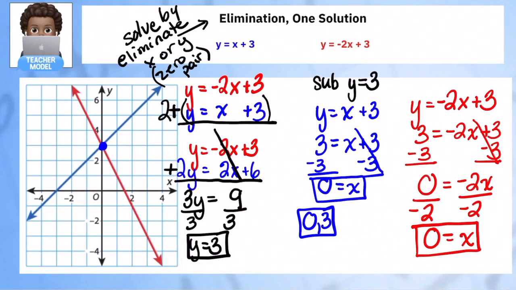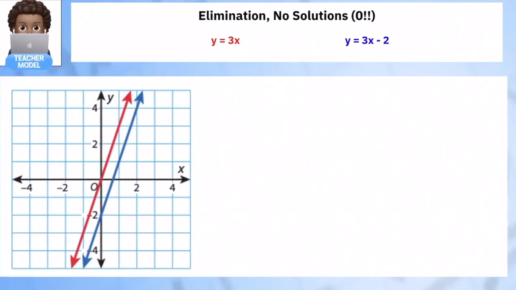Now we're going to look at a second one. As you can see here, our work of elimination does have a point at (0, 3). But what's going to happen when we have no solution? So we could already see our two lines are not intersecting. So what if we tried elimination in this case?